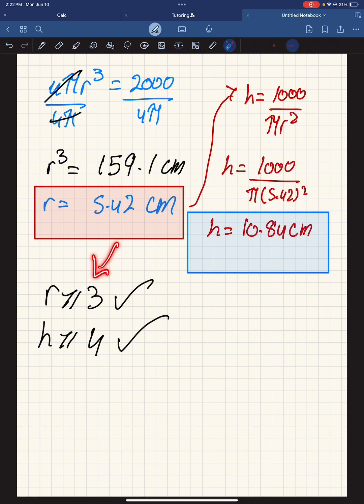So then if we go back to the restrictions that we had on our domain, we can see that the radius is bigger than our restriction. So that means our radius value is valid. And our height is also bigger than 4. So this part is also valid.